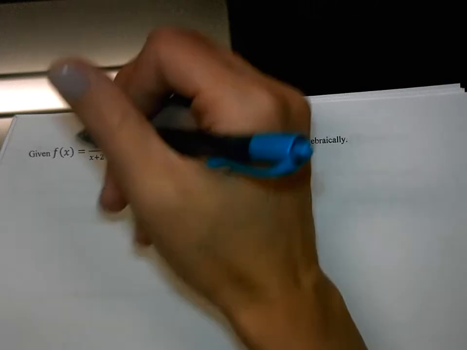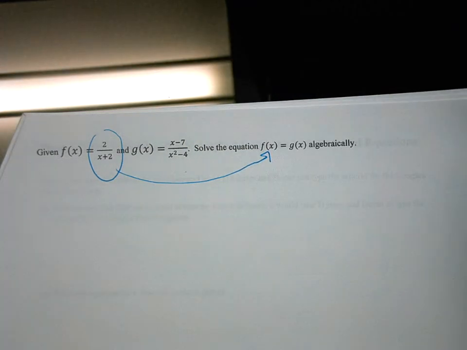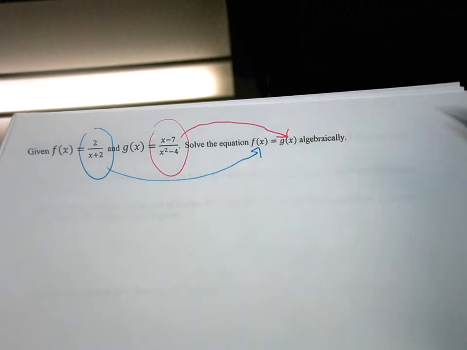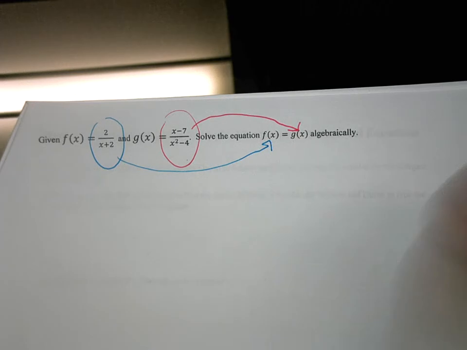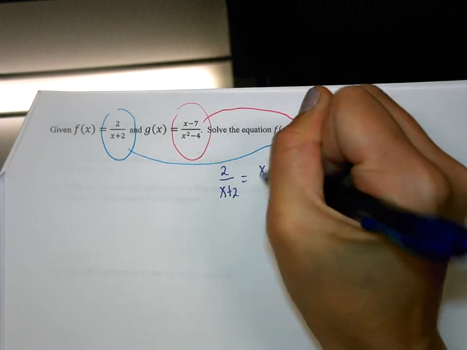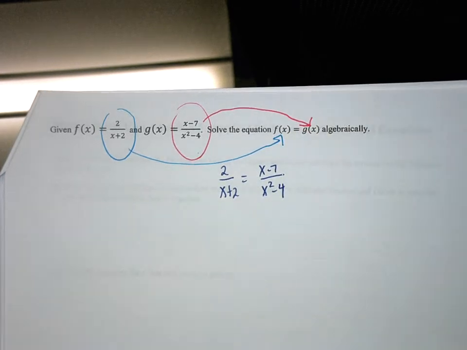Do we all see how this is f of x? So that means I would put that right there, correct? And do we all see how this is g of x? So we would put that right there. So if I write this equation, it would be perfect. Okay, what would be your next step on this problem? LCD. Good.